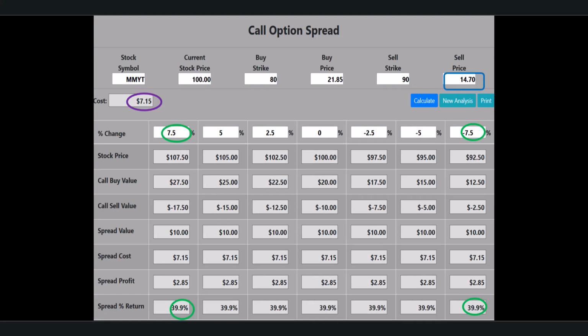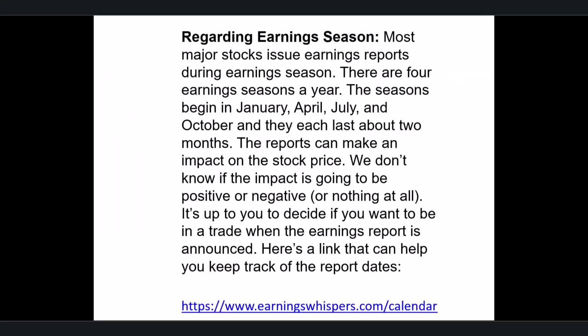The call option spread analysis calculator picture shows that the spread will make a 39.9% or $285 profit if the MMYT stock price declines by 7.5%, remains flat, or increases in price when the options expire. Creating the debit spread will allow us to collect a $1,470 cash credit to our brokerage account for the sale of the 90 call. As we said in the previous slide, this reduces the cost of entering the spread to $715. Here's a note regarding earnings reports.